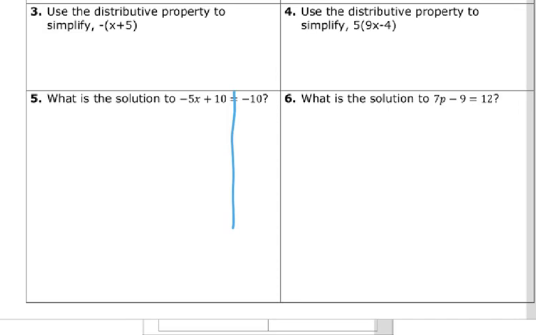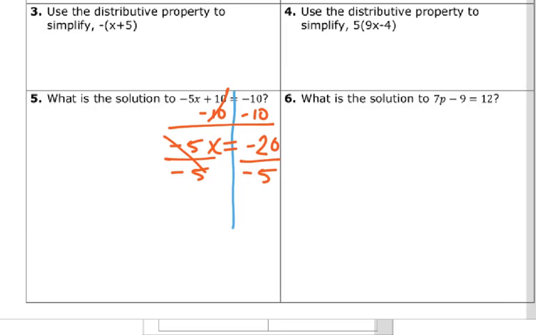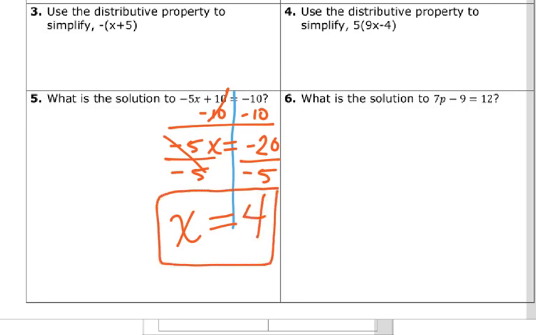In order to solve, we take our constant or a number and subtract 10. If I subtract 10 on the left, I need to subtract 10 on the right. That leaves me with a negative 5x equals negative 20. I get x by itself by dividing the number in front and dividing on the other side as well. So that leaves me with x equals negative 20 divided by negative 5 is a positive 4. So easy. Try that same thing, two-step equation, to solve number 6.